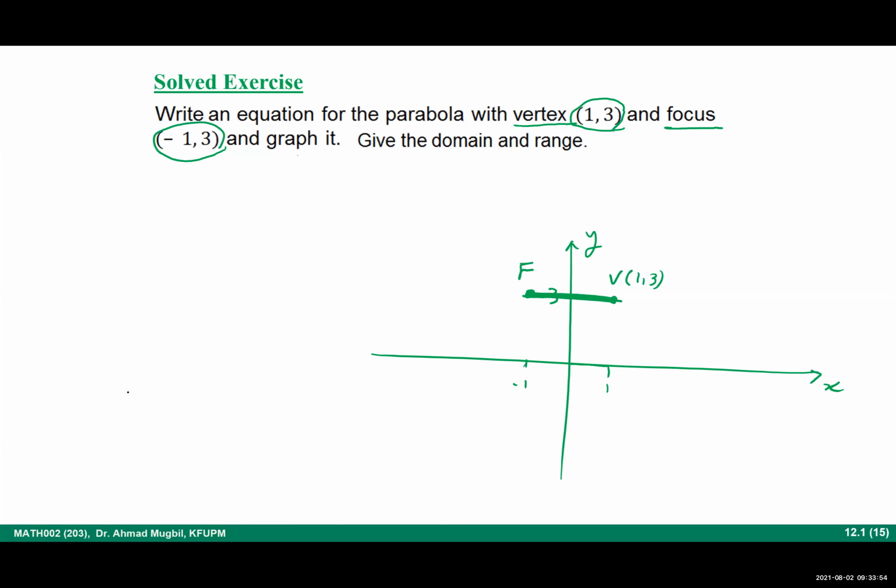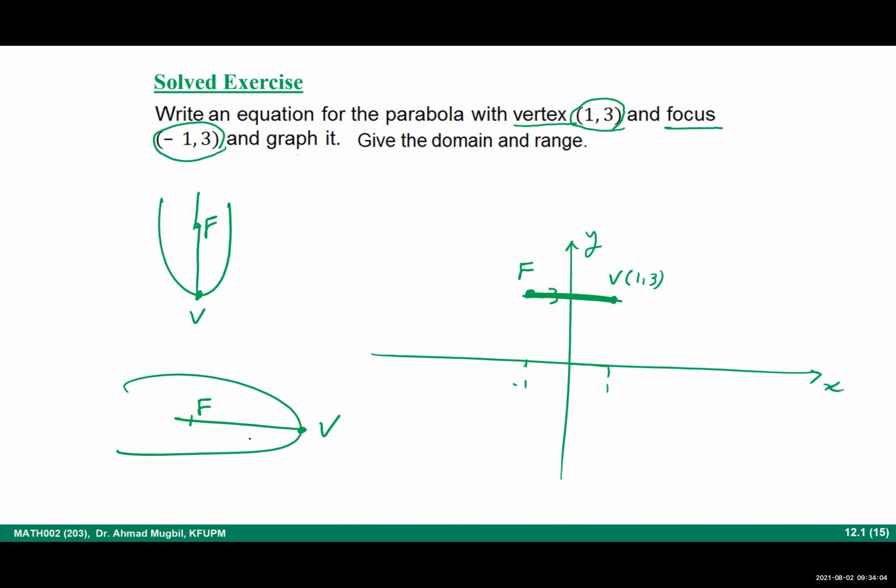And you know, Shabab, when you have a parabola, this is the vertex, this is the focus. Always, if it is like this, this is the vertex, this is the focus. Always the focus is inside. So it is like this. It opens to the left. So it is horizontal. So we can say that it is a horizontal parabola and opens to the left.